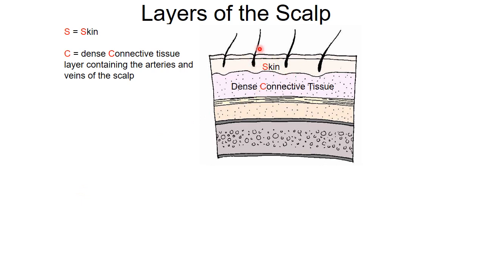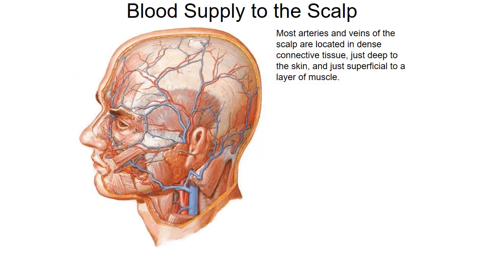The most superficial layer, the one with the hair coming out of it, maybe, is skin. That's not too surprising. Directly deep to that is the second layer, known as the dense connective tissue layer. So the C in connective is the C in the mnemonic. This is where we find most of the vasculature of the scalp. These arteries and veins tend to hang out in this layer right here. And there's a lot of connective tissue in here that puts a lot of traction on those blood vessels. We'll see why that's relevant in a moment.